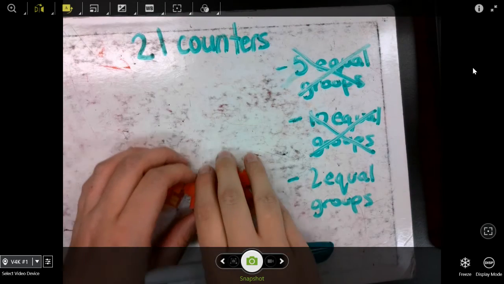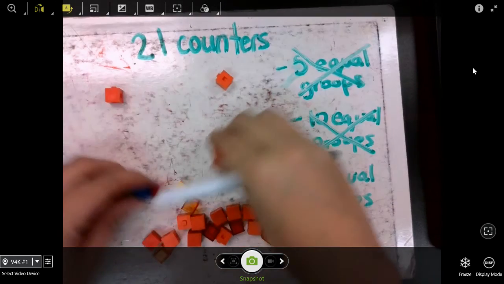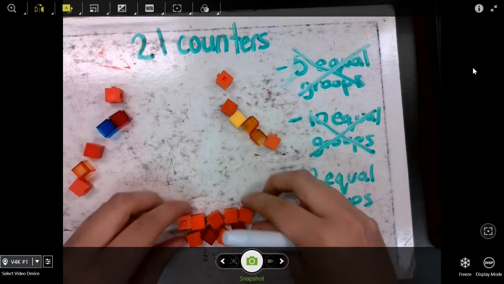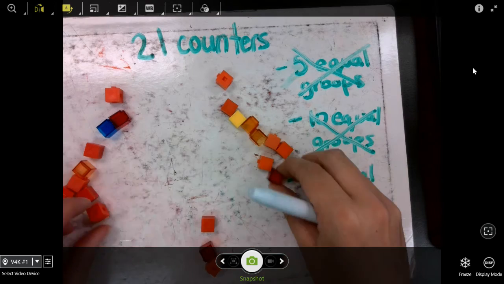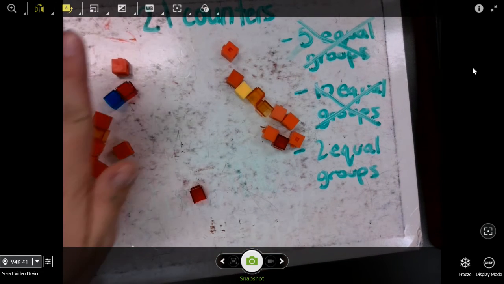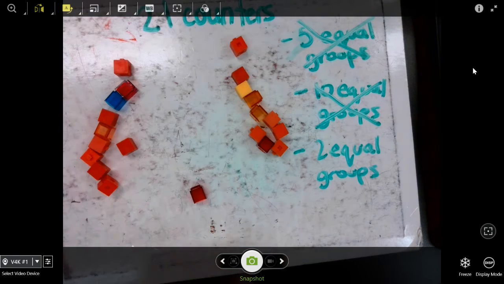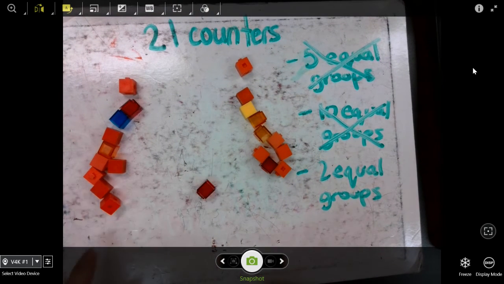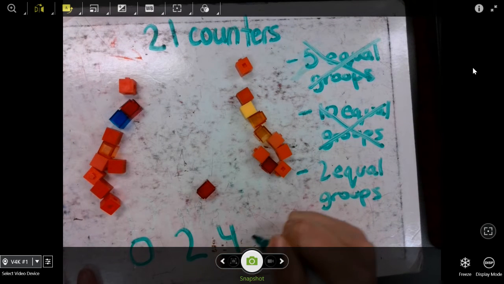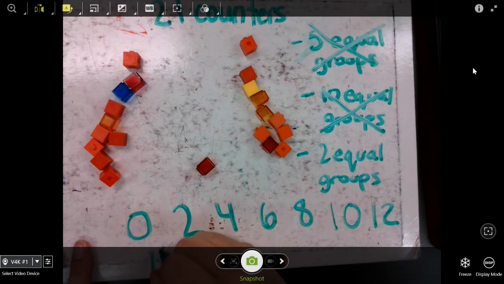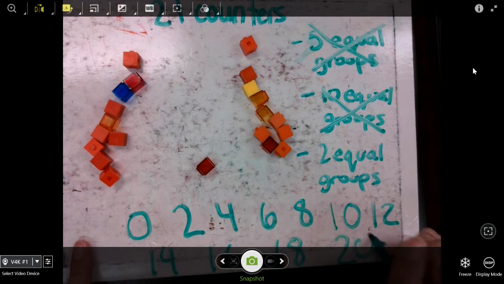All right, so let's try 2 equal groups. Let's see if we can do this. 3 on both sides. 4, 5, 6, 7, 8, 9, 10. Oh my goodness. So again, we have 10, 20, 21. So is 21 divisible by 2? No. And when we count by 2s, as we've looked at before, we know that we go 0, 2, 4, 6, 8, 10, 12, 14, 16, 18, 20, etc.